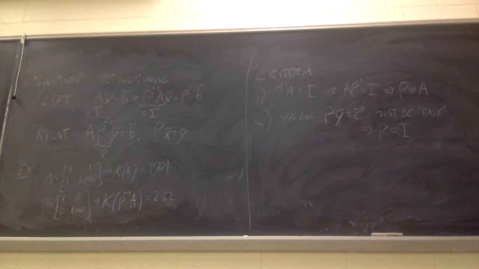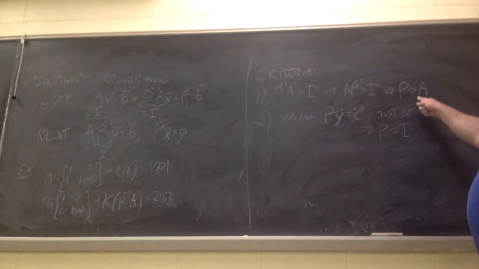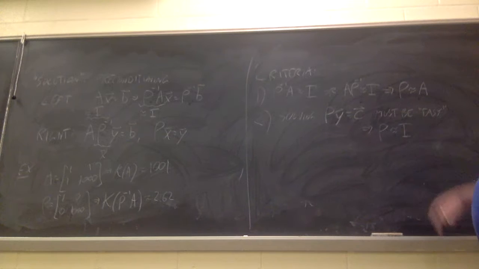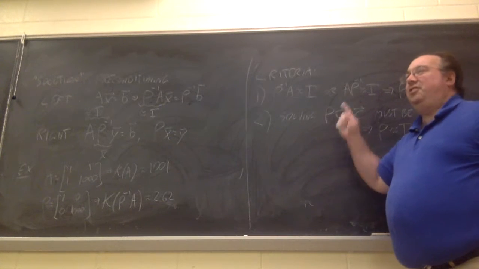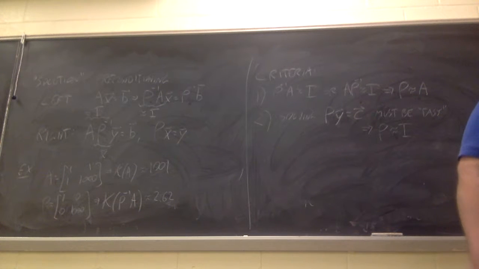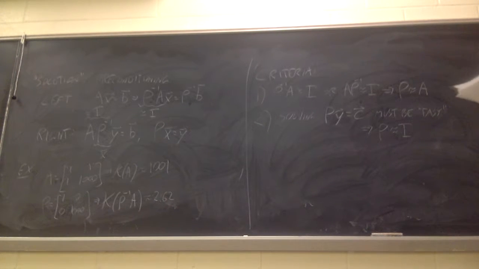If A is already close to identity, we don't need preconditioning. So if we choose P close to A, we don't have a system that's easy to solve. If we choose P close to identity, then we don't gain anything. The system is still just as ill-conditioned as it was before. So we have to try to find some balance between these offsetting criteria.